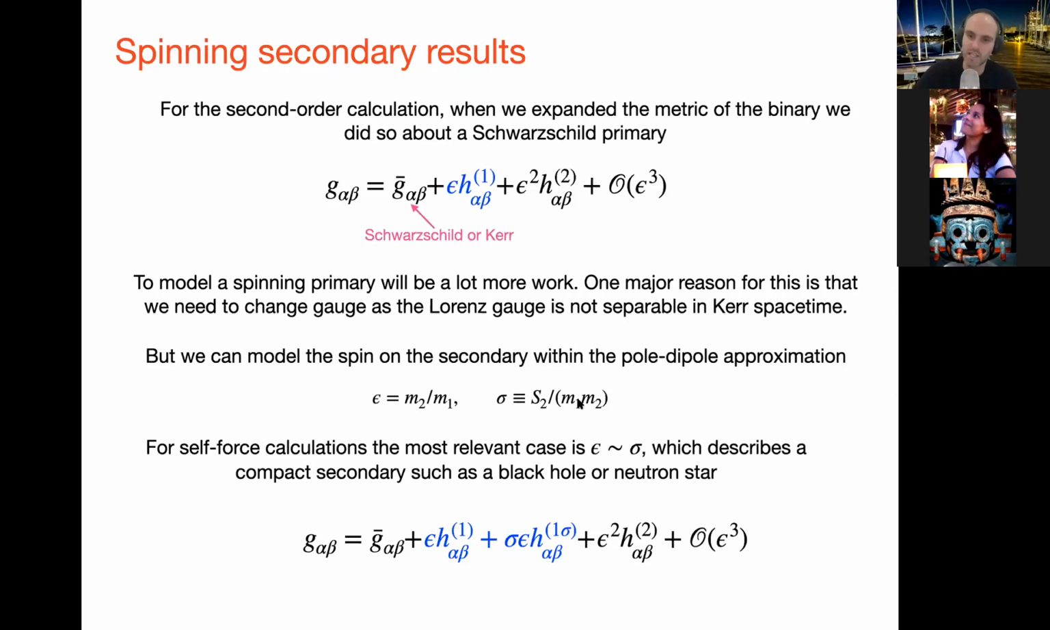And if you think of this secondary as being a black hole, you can think of the sigma as varying between 0 and 1. So it's like the Kerr spin parameter. And so for self-force calculations, the most relevant cases where these two things are comparable, and the compact secondary is a black hole or neutron star. And then we have an expansion that looks like this. We have a first order correction, but also a first order with spin correction as well.